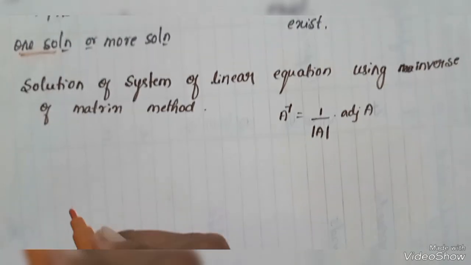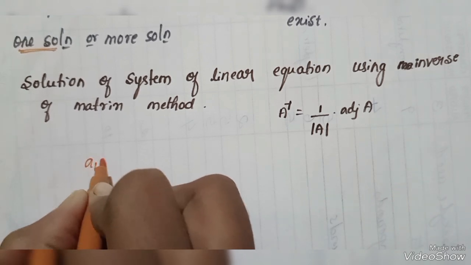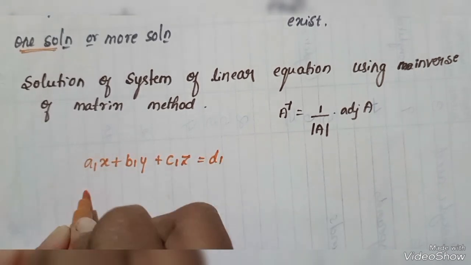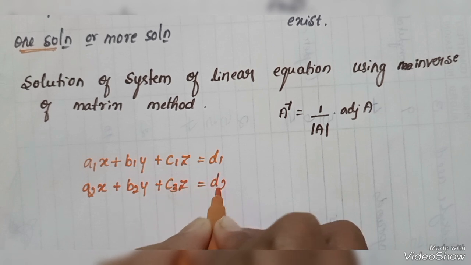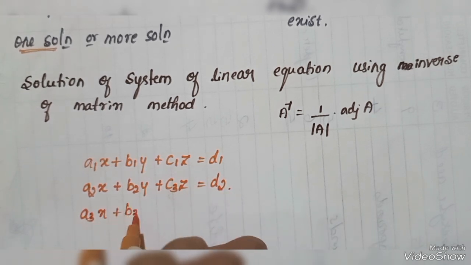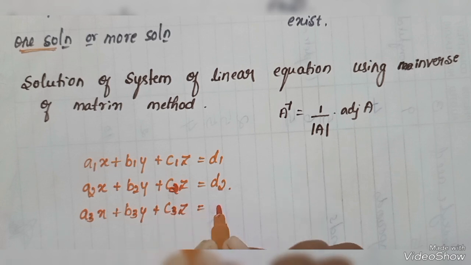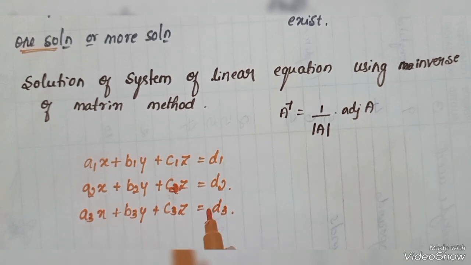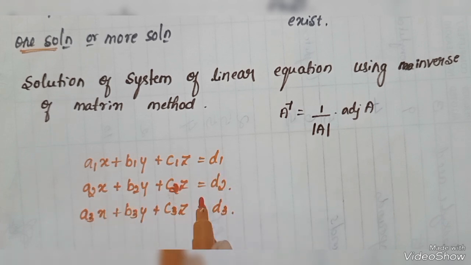Here we have considered the system of equations: a1x plus b1y plus c1z equals d1, a2x plus b2y plus c2z equals d2, a3x plus b3y plus c3z equals d3.